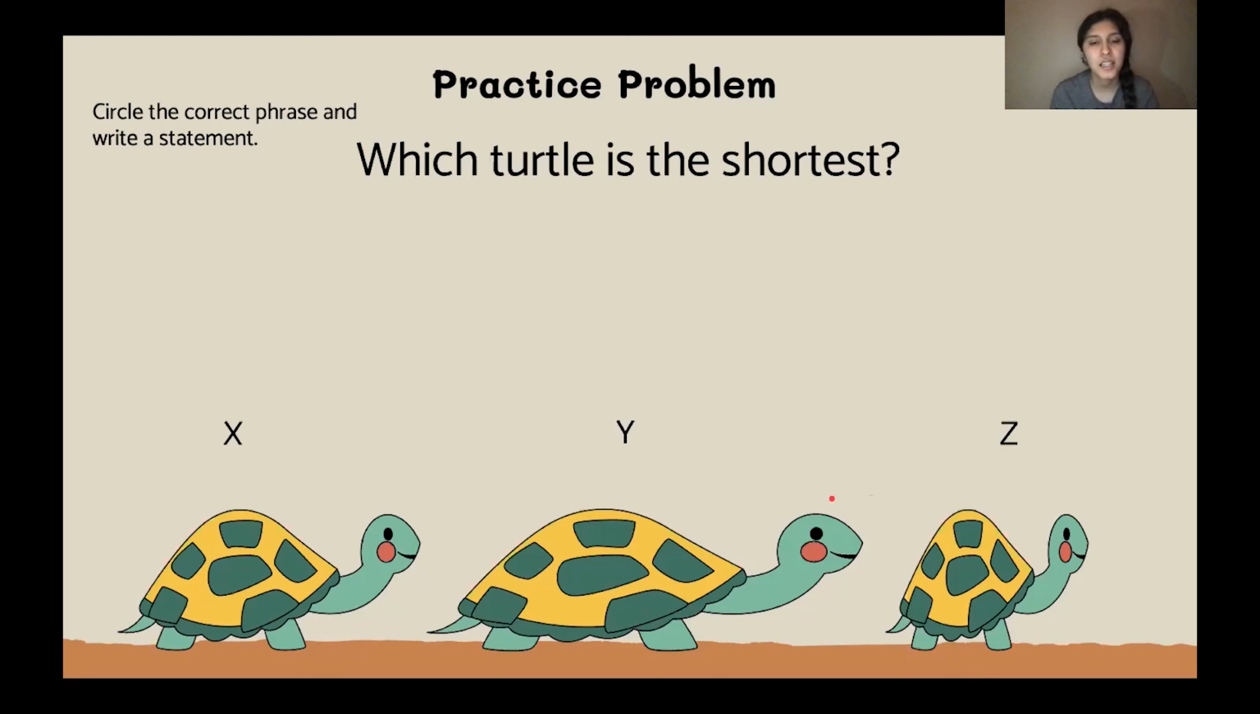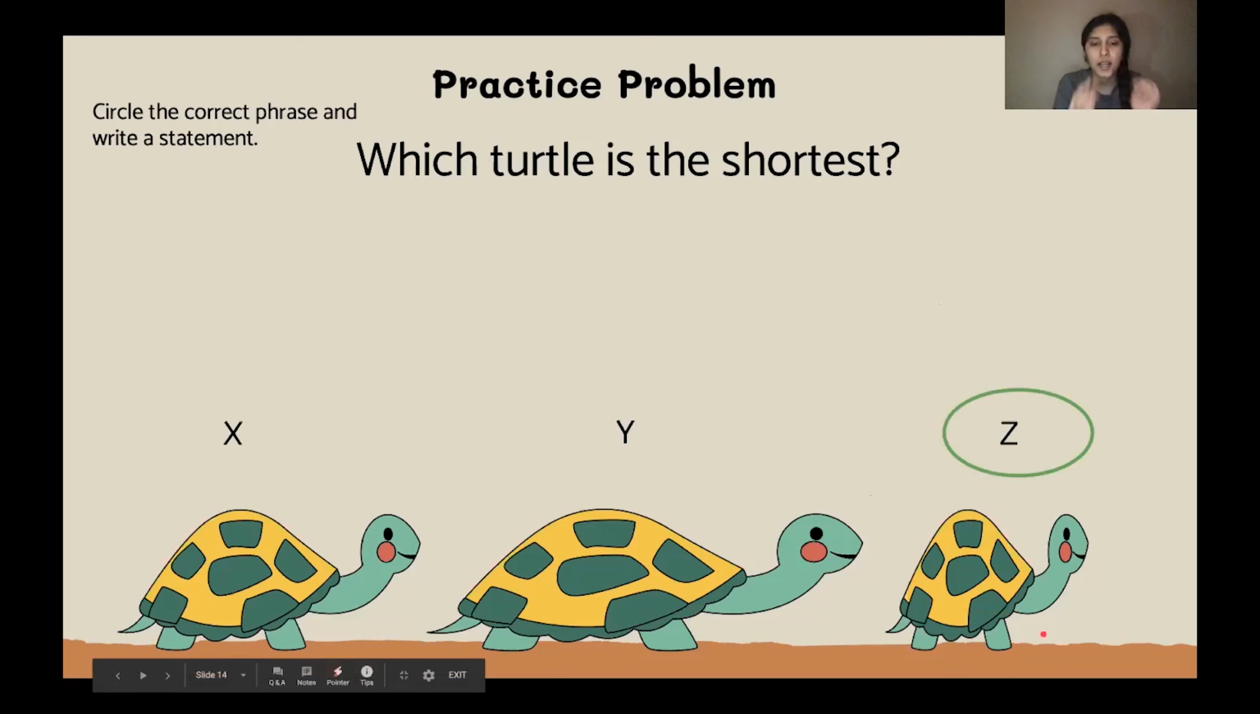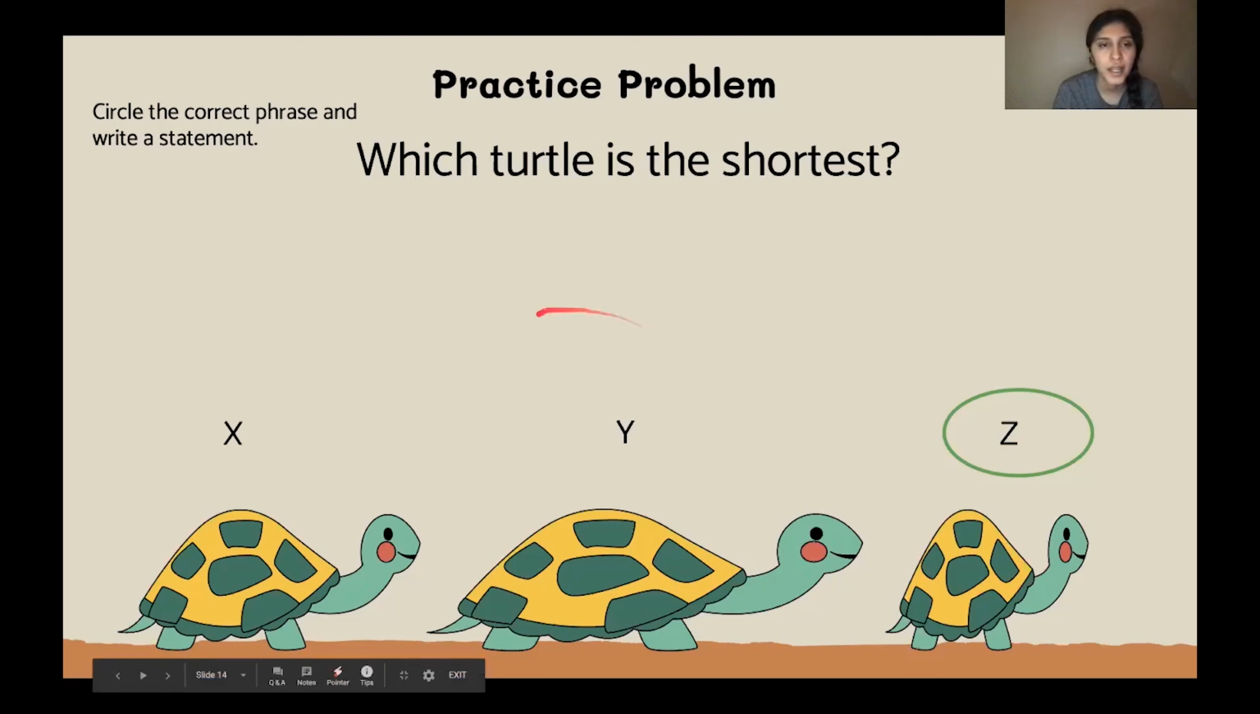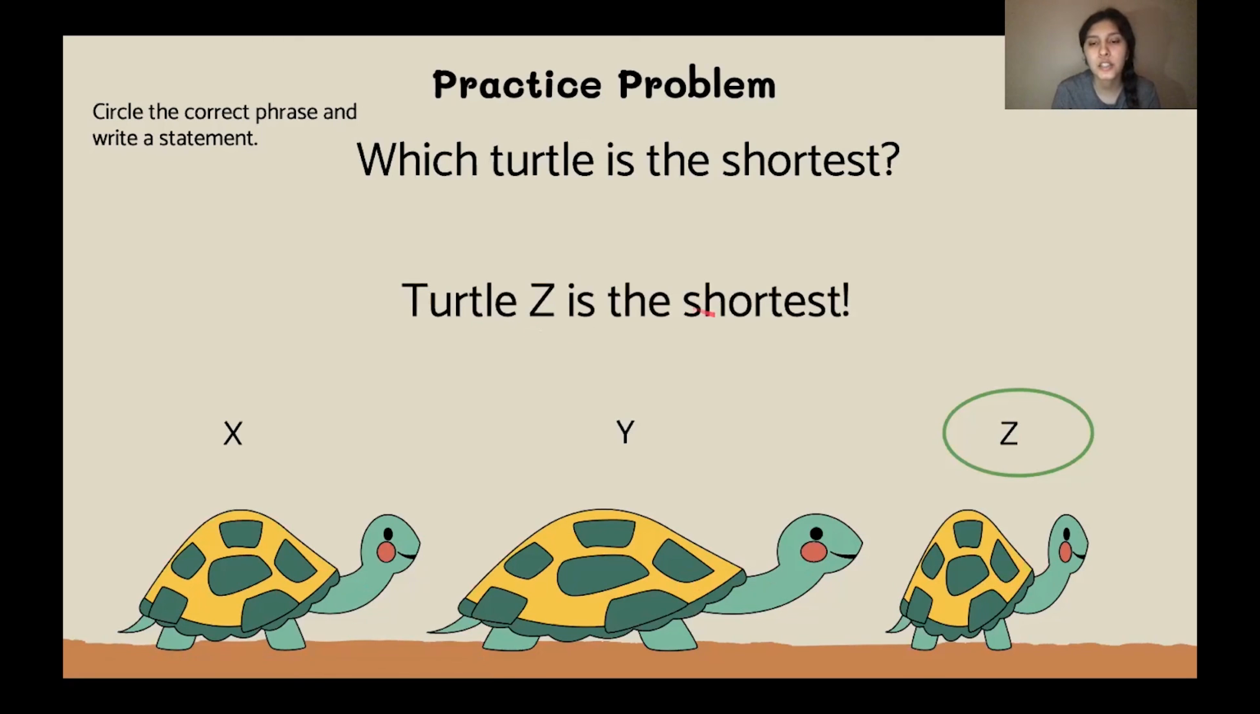Okay, so which one was it? Which turtle is the shortest? Turtle Z. See, this one's the shortest, and this one's the longest, and this one's just in the middle. So turtle Z, turtle X, and turtle Y. So the shortest one is turtle Z, which is right here. And then the statement I chose was turtle Z is the shortest.